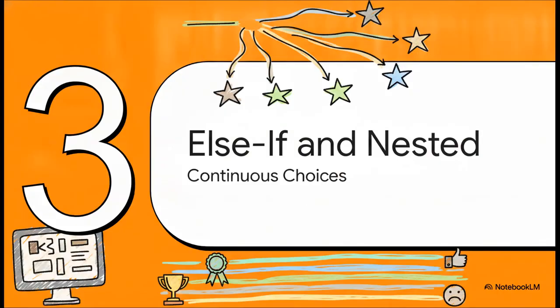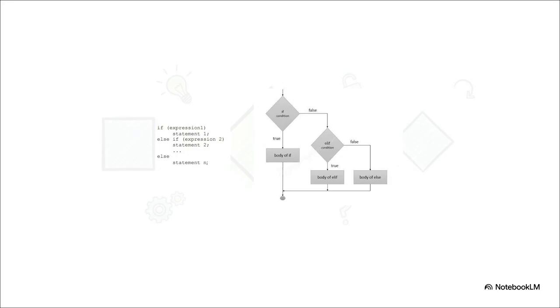Section 3, else if and nested ifs. Real-world problems rarely have just two outcomes, right? What if a student's grade could be a first division, second division, third, or fail? We need more paths. By chaining else-if clauses together, we can check multiple conditions in sequence.